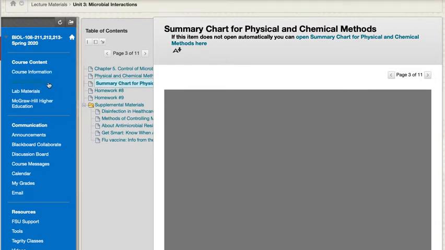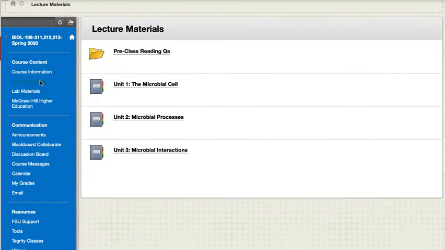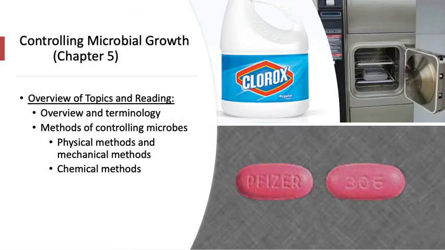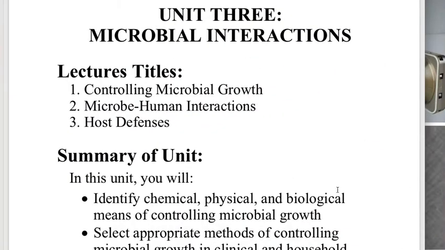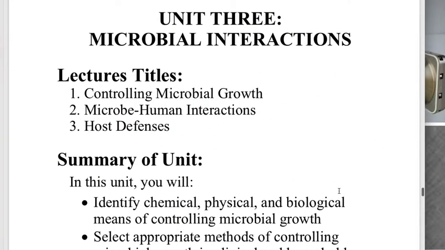So for today's lecture, those are some of the things you're going to need. I'm going to go ahead and show you what some of those things are. Don't forget that you'll also want our course pack. Our course pack opens with the Unit 3 lectures. Physical and chemical methods of controlling microbial growth will be part of Lecture 1.